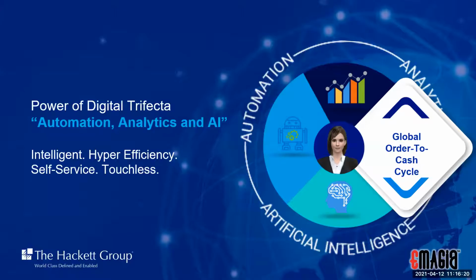Next slide, right? So now let's talk about what is automation, what is analytics, and what is artificial intelligence. These are the 3 major words that are being used in pretty much every context of digital transformation these days. And let's look at how the order to cash process can leverage these 3.